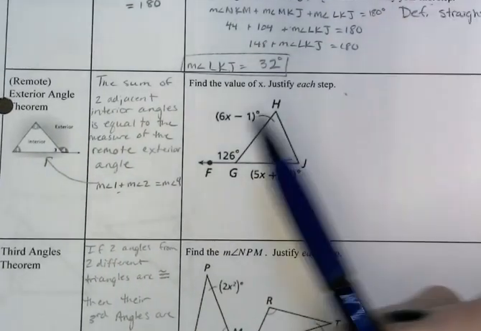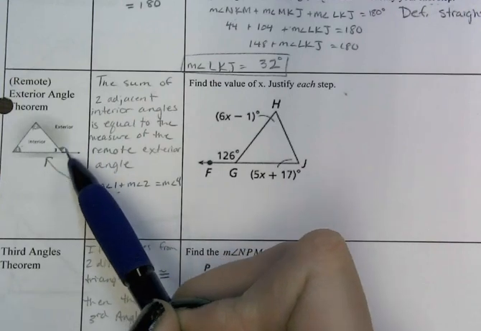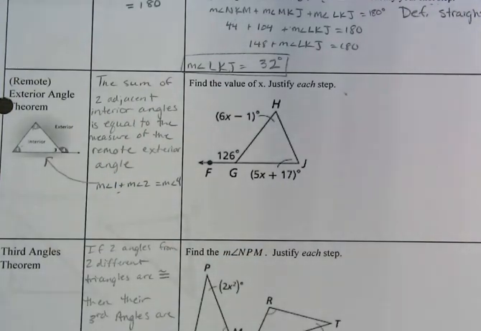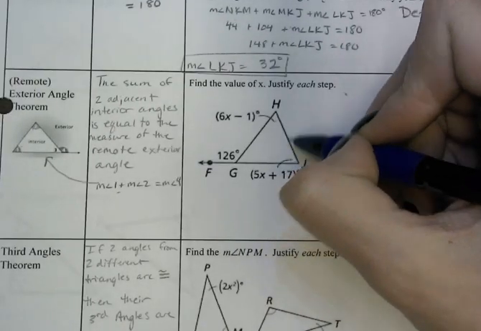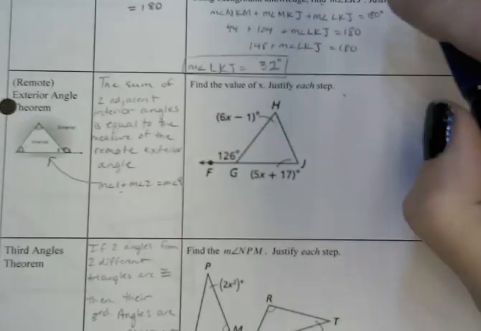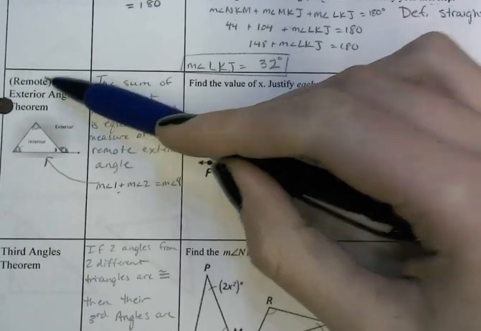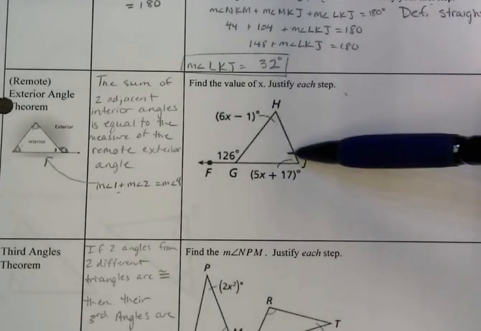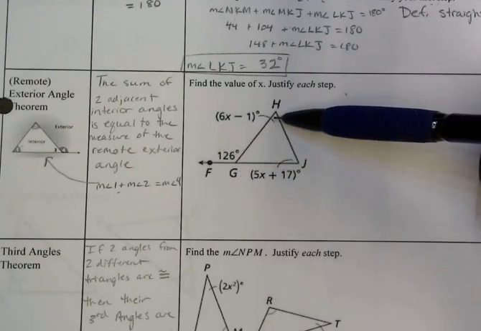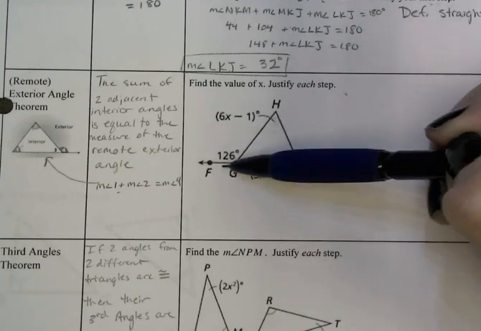Okay, so if I add these two together, it's going to be the same as this angle here. In this picture, these are my two interior angles that are away. Think of the word remote. Remote means kind of far away and isolated. These two are away from this exterior angle. So if I add these two together, they need to equal this angle.